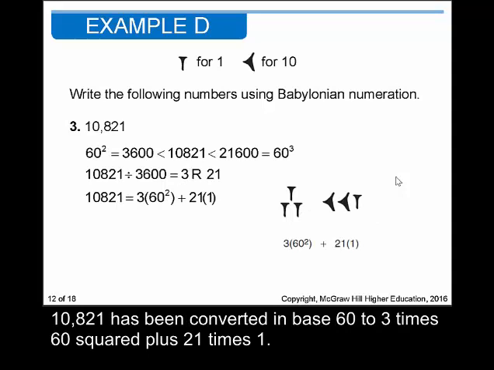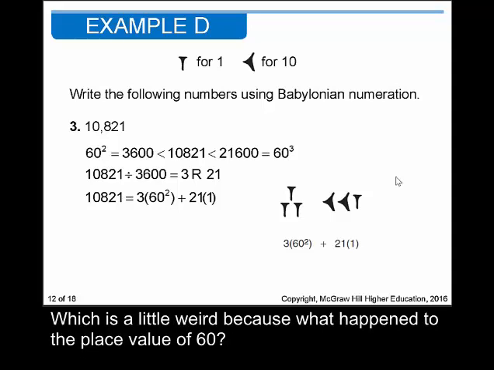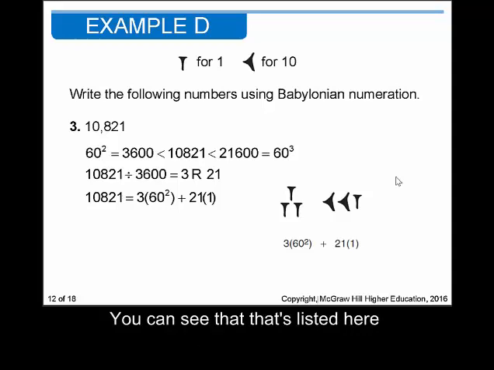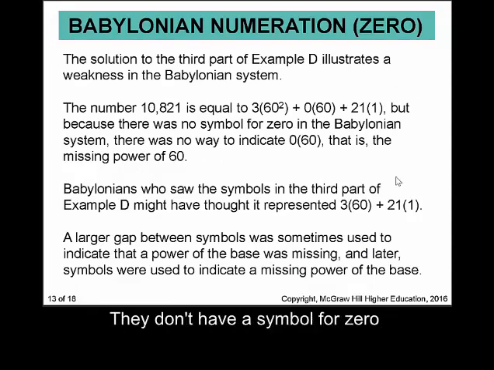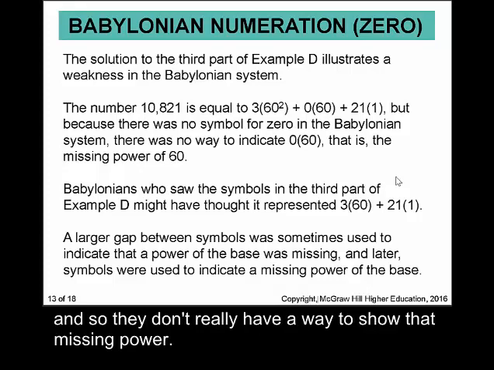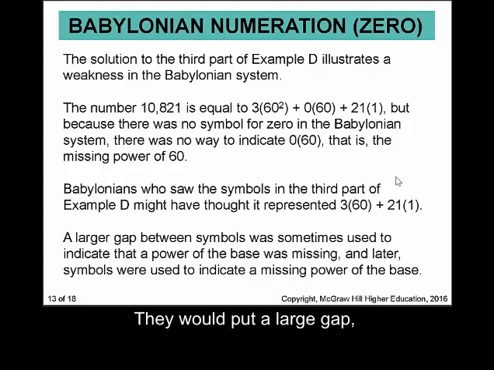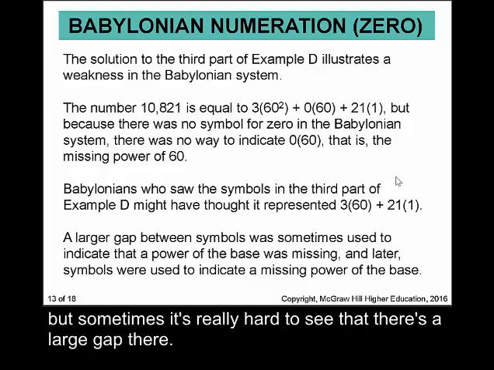10,821 has been converted in base 60 to 3 times 60 squared plus 21 times 1, which is a little weird because what happened to the place value of 60? You can see that that's listed here, and in the next slide we comment that there's a little flaw to the system. They don't have a symbol for 0, and so they don't really have a way to show that missing power. They would put a large gap, but sometimes it's really hard to see that there's a gap there.